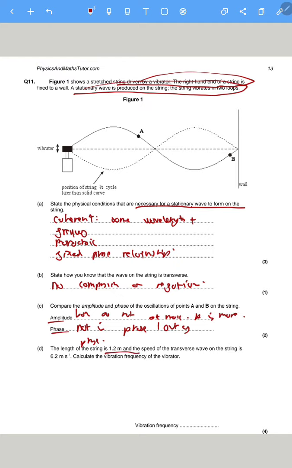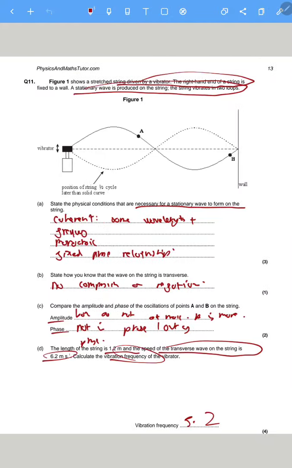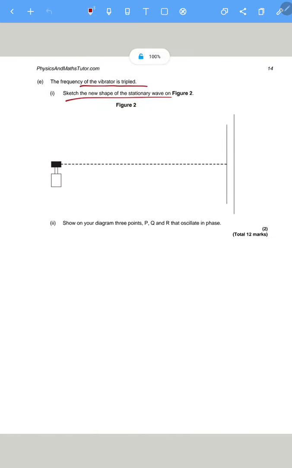The length is 1.2 and the speed of the transverse wave on the string is that many meters a second. Calculate the vibration frequency. So wave speed equals wavelength over 1.2. So that's about 5.2. And frequency is tripled. So that means now there's 6 harmonics. So that means 1, 2, 3, 4, 5, 6.